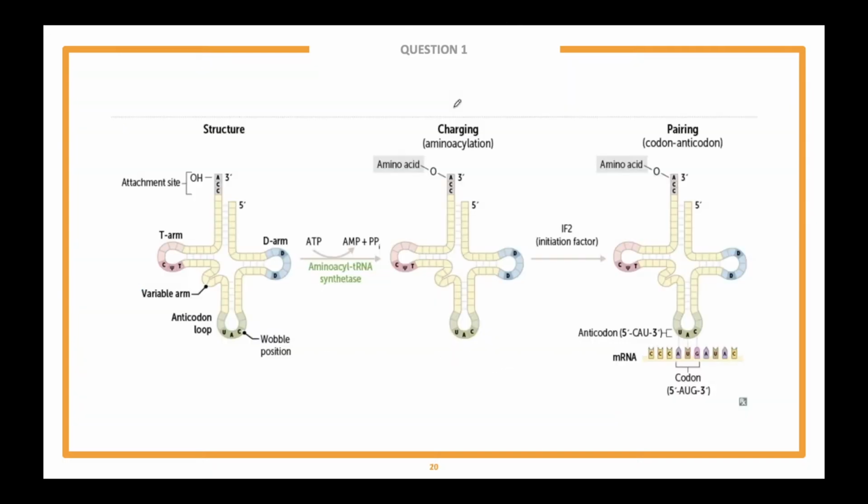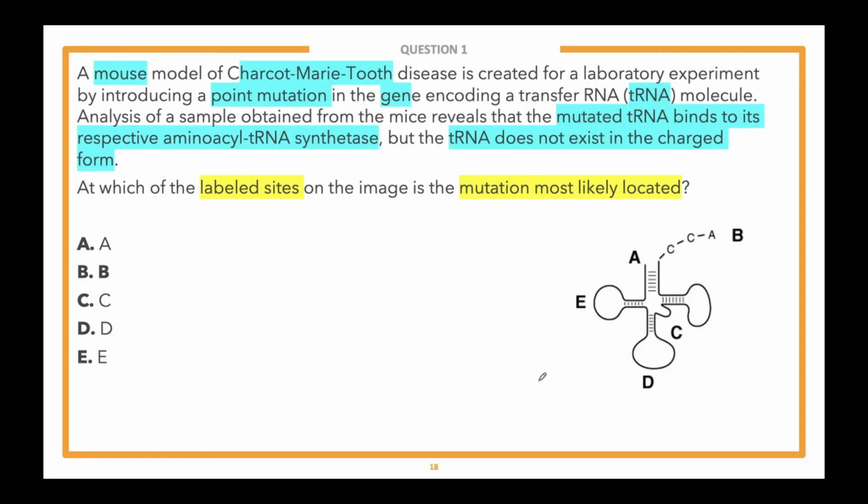And Sean has gone ahead and pulled up another figure, and you can see there that the charging step is the middle step, where that amino acid is covalently bound. And you can see that it's bound to the 3' site, okay? And that's at the end of the CCA chain, okay? So if we go back to our question, we can see there that that corresponds to site B. That is where the mutation is most likely located because this tRNA is not charged. However, it was able to bind to the synthetase, so we know that's not the issue, okay?